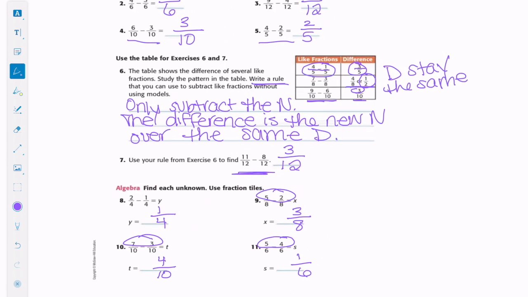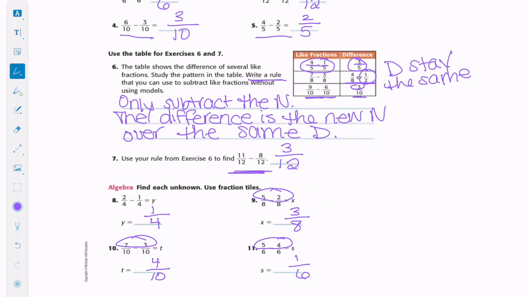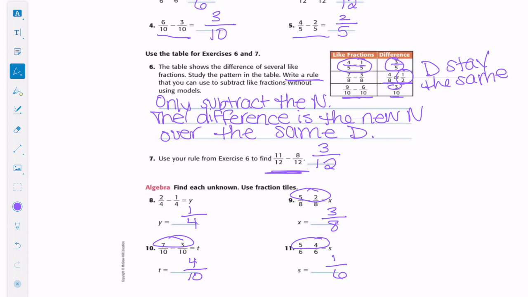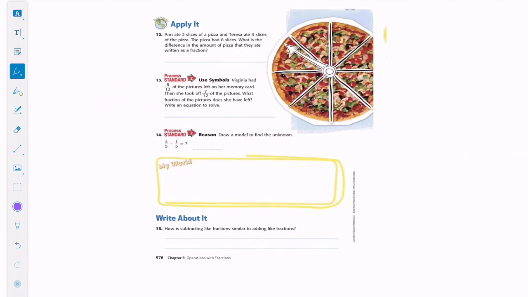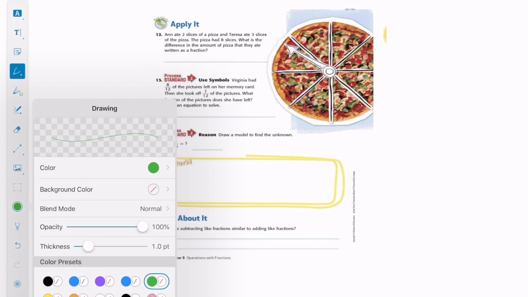Pretty straightforward, guys, on this first page. A lot of just simple subtraction. 4 minus 3, 6 minus 3, 9 minus 4, 4 minus 2. That stuff you can do, as long as you remember to leave the denominator the same. Okay. Let's go on to the next page.